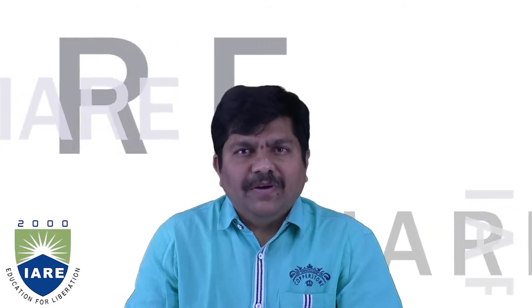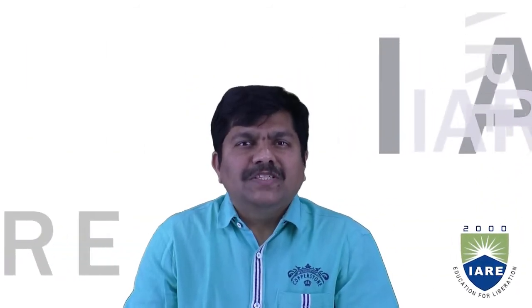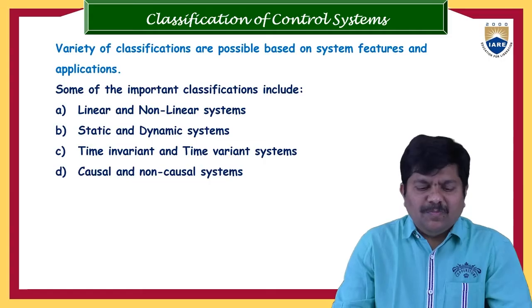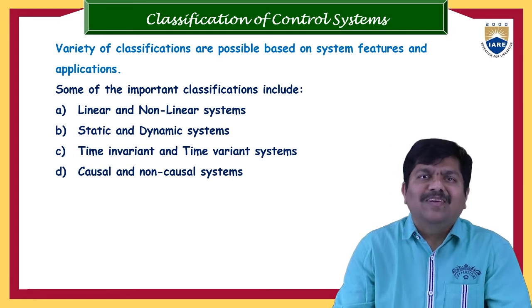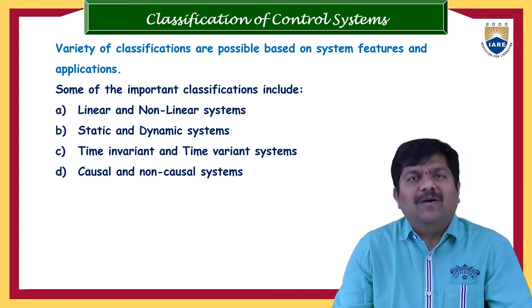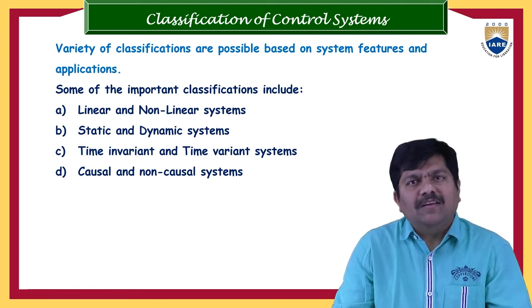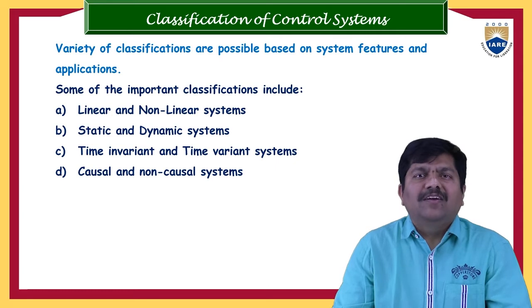Now, what are the parameters we are going to select, and on which parameters are we going to divide and classify these control systems? Broadly speaking, there is a variety of classifications you can see in control systems, and those classifications are possible based on the parameters, the purpose, and the application. Based on all these parameters, we can classify the control systems into different types.